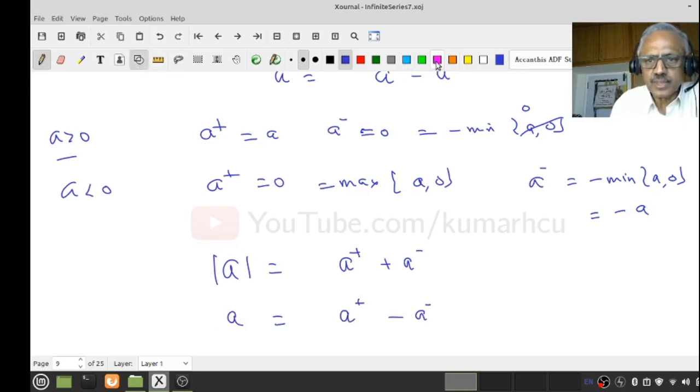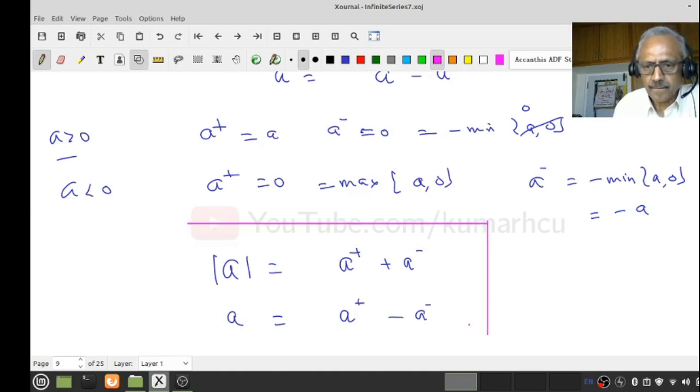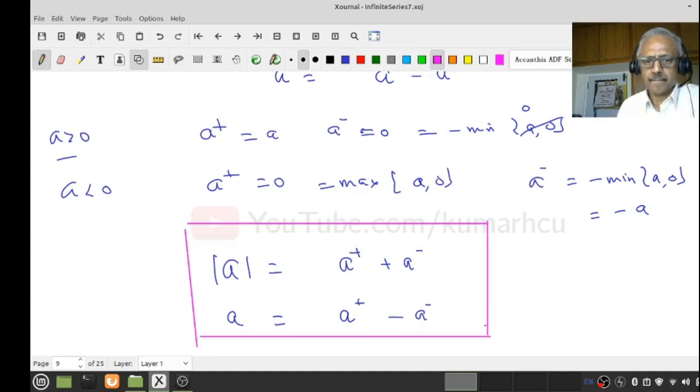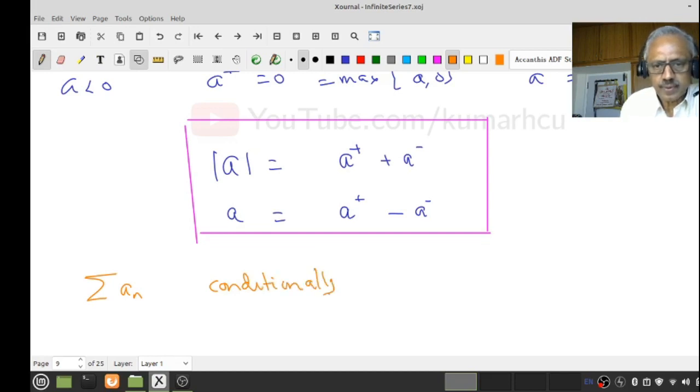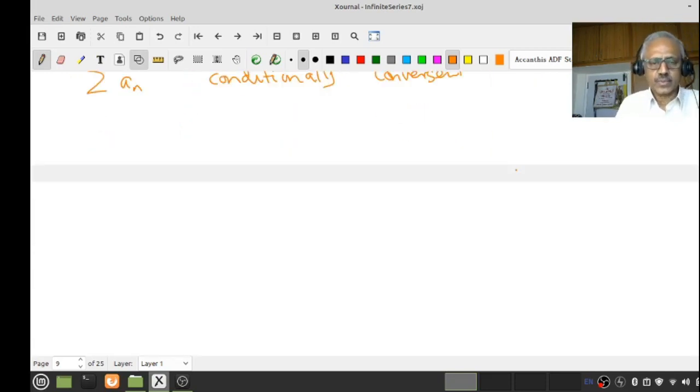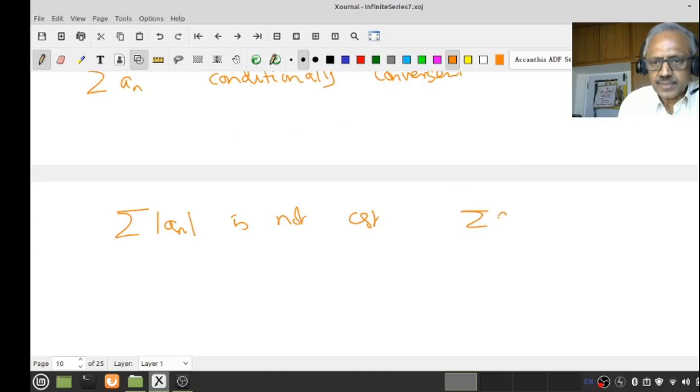Understand this. This is going to be very useful for us, because we are going to play with it. So now let's come back to the series an. I am given a series an which is conditionally convergent. So what does it mean? Summation mod an is not convergent, but summation an is convergent. Now we want to do various things.